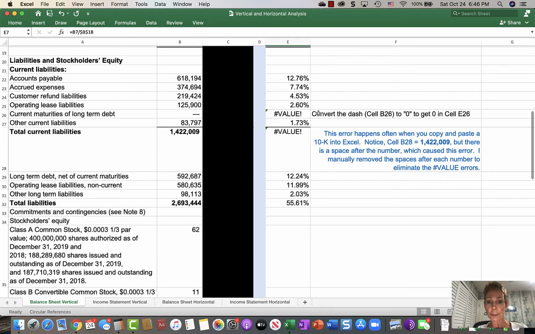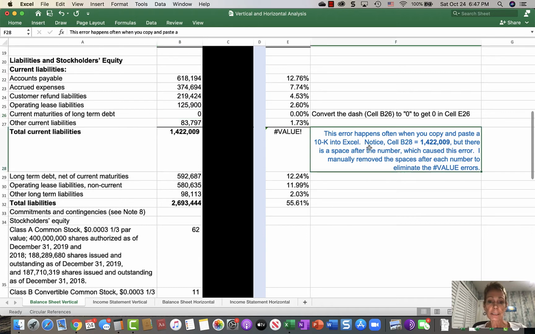Now coming down further, we can see that we are getting an error message. This error message is coming because in this cell B26, there's a dash, and the dash represents a zero, but Excel doesn't really know what to do with dashes. So if we just change that dash to a zero, then it will be able to compute our ratio, which is still 0%, because we're comparing zero, a numerator, divided by any denominator. Of course, the denominator is total assets, but it doesn't really matter. Zero divided by anything is still going to be zero. So that explains what you have to do if you have a dash.